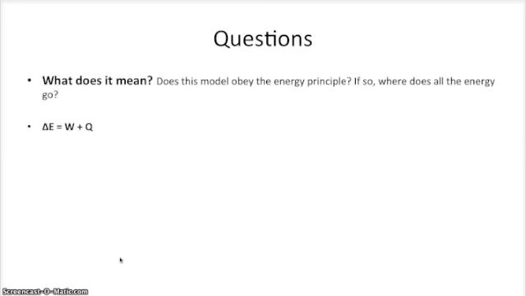Since we've already studied the energy principle, the next what-does-it-mean question asks, does this model obey the energy principle, and if so, where does all this energy go? We know the change in energy is equal to work plus a change in heat. There's no work done, but there is a change in heat. So it may seem that energy is being lost from the system since the ball is slowing down and therefore losing kinetic energy, but really it's just transformed into a different form, which is heat. It may not be noticeable to us, but the carpet in fact is heating up.